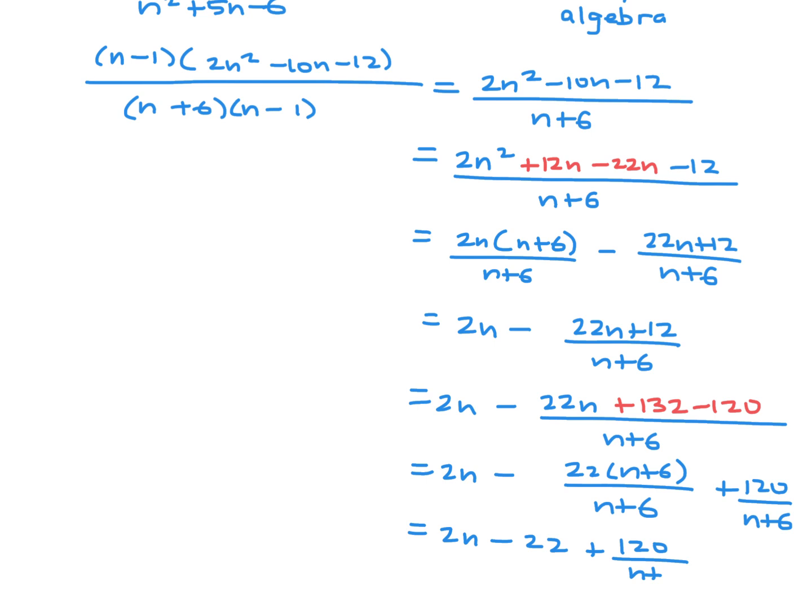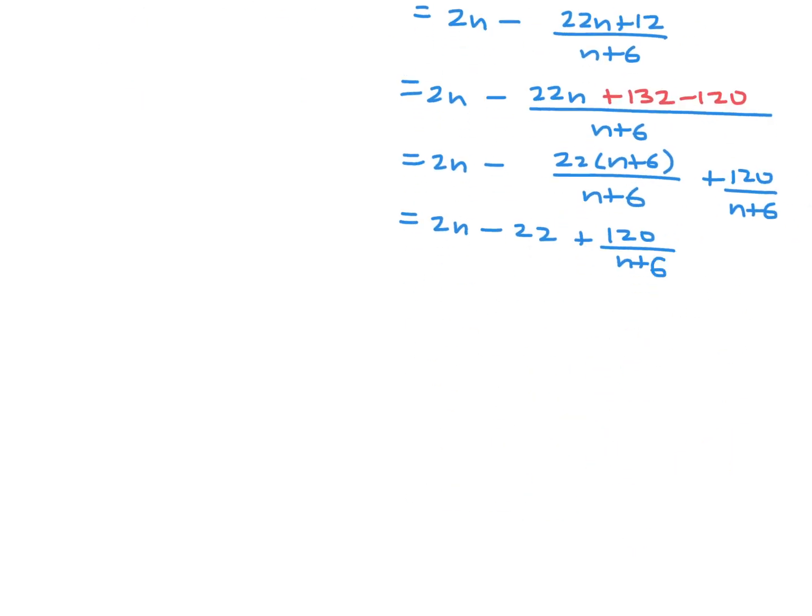So at this point, this is what allows us to look at this and say, what values of n will this become an integer? Okay. Well, this is always going to be an integer. Whatever n is, 2n will be an integer. This is already an integer. That's just minus 22. So this part we don't need to worry about. We just have to look at that. For what values of n is 120 over n plus 6 an integer?